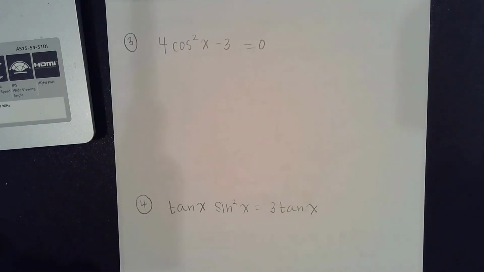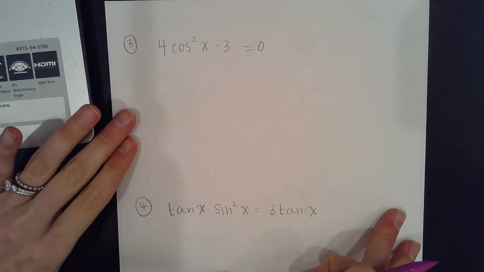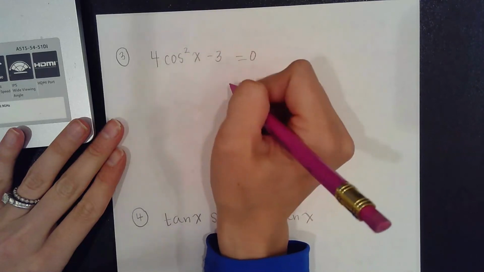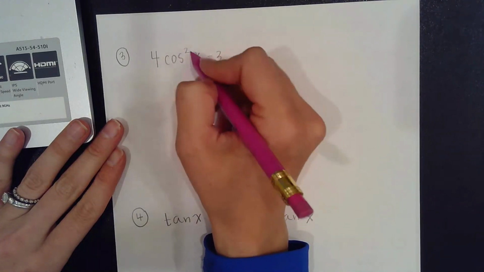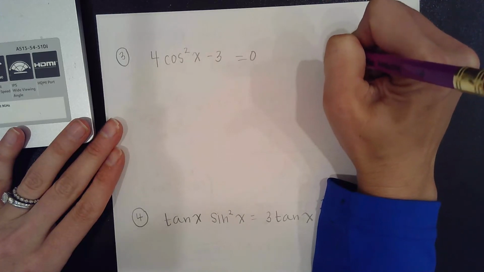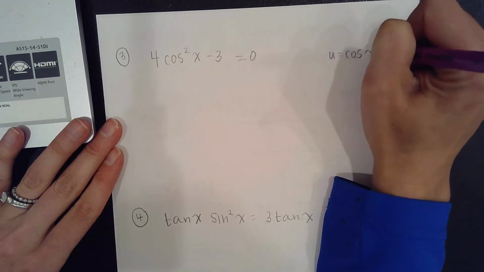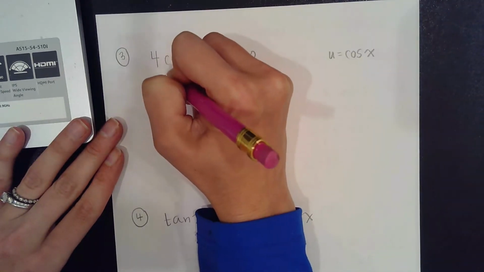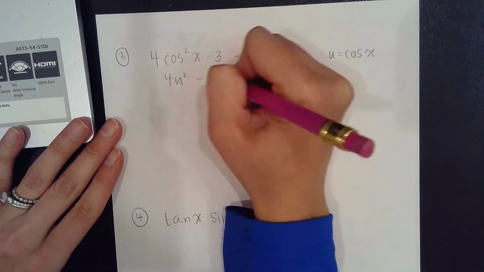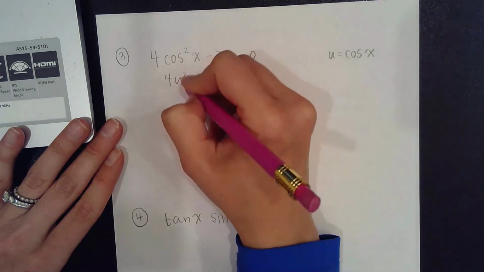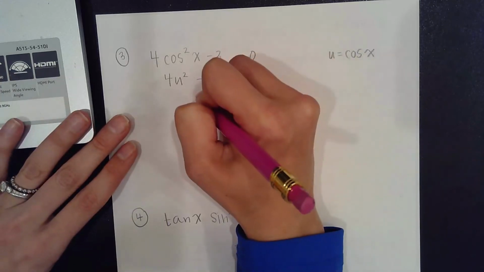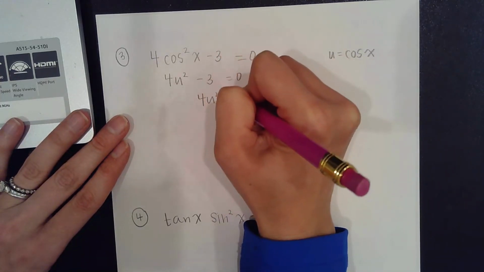All right, so what about this one here? Right, so for this one, we can't factor, but I could isolate this square. So the same thing, we could let u be equal to cosine of x. So here this would be 4u squared minus 3 is equal to 0. And if I isolate that u squared, I'm just doing it by the square root property. So this would be 4u squared is equal to 3.